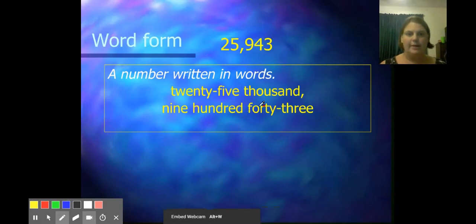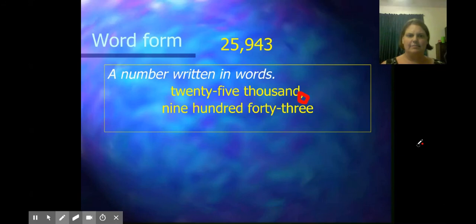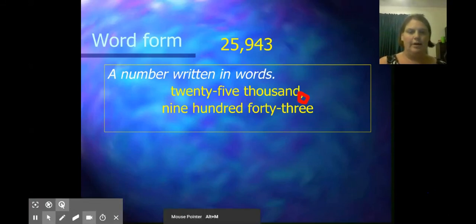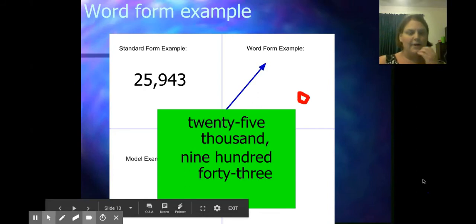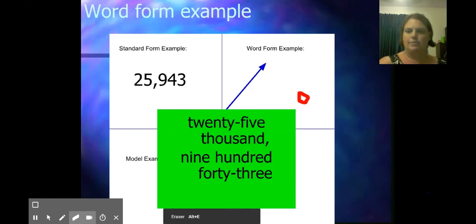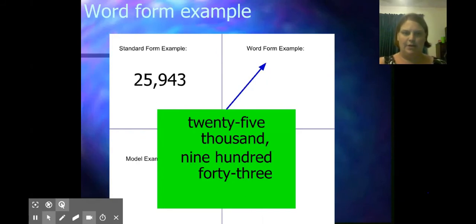Notice there's a comma right here. Make sure that comma stays there. It's really useful, and it's supposed to be there. All right, that is going in that space right there. Ooh, I do not know how to take that off of there, so let's see what I can do. All right, okay. So make sure 25,000 with a comma, 943 goes in your word form example.